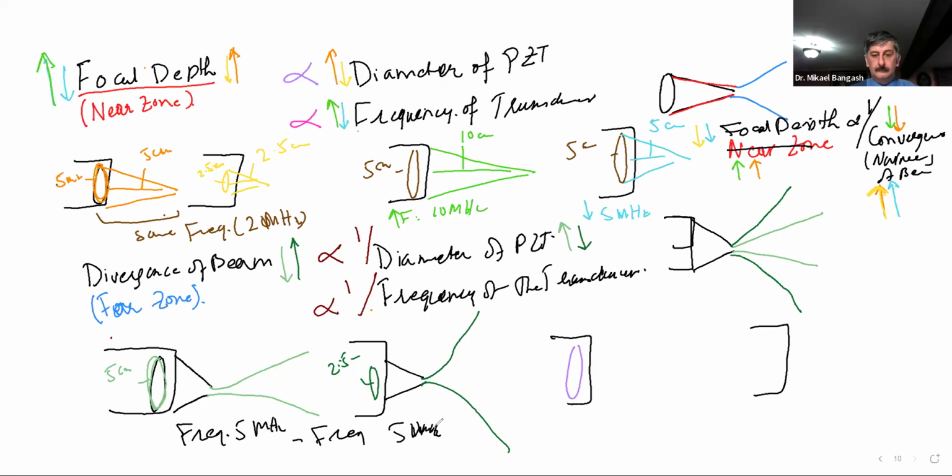Did you guys get that? Now, to establish the effect of the frequency on the divergence of the beam, we keep the diameter the same. We can say, for instance, 5 millimeters. Did you guys get that?